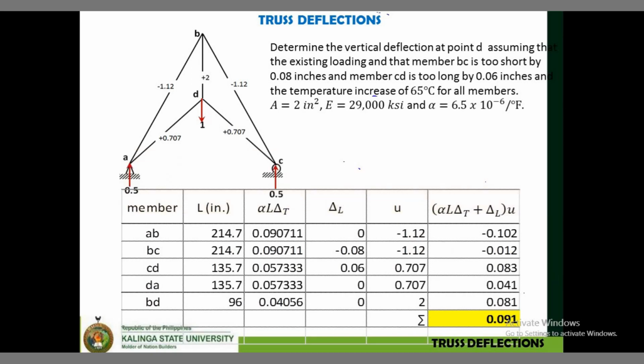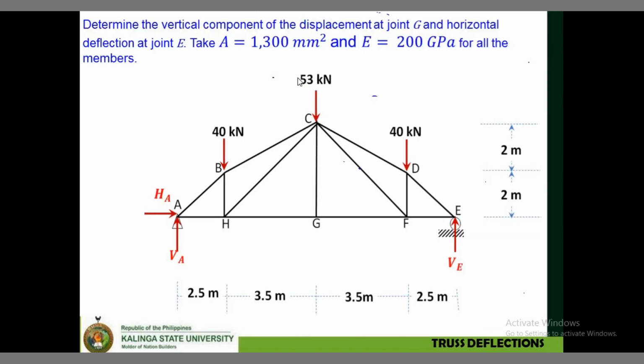Now, in case lang for example lang, sa problem, wala siyang in-indicate regarding fabrication error. Wala siyang minention na member BC is too short, member CD is too long. Walang ganyan na nailagay sa problem. So, ang nakalagay lang doon is yung change in temperature. All you have to do, pagdating sa table, alisin nyo lang itong column na to. Then, masosolve nyo na yung deflection due to the change in temperature. So, we move to the third example.